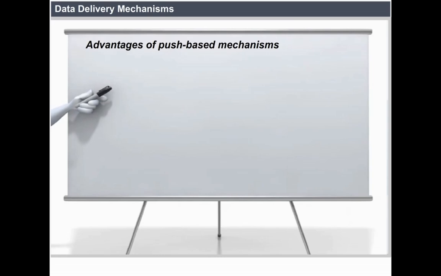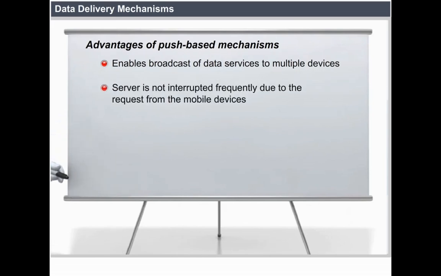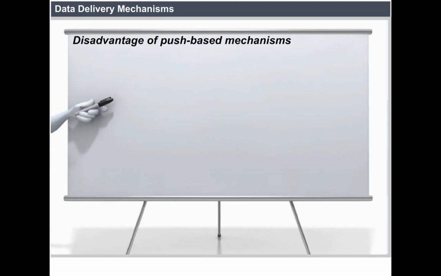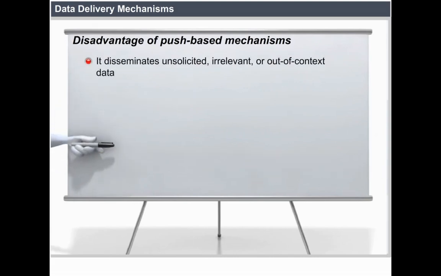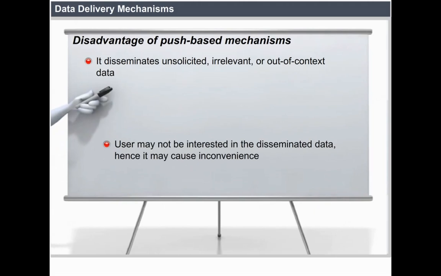Advantage of push-based mechanisms. They enable broadcast of data services to multiple devices. The server is not interrupted frequently by requests from the mobile devices. It is the best option for the server as it prevents server overload, which may occur due to flooding of device requests. Disadvantage of push-based mechanisms. Dissemination of unsolicited, irrelevant or out-of-context data. The user may not be interested in the disseminated data and may be inconvenienced.